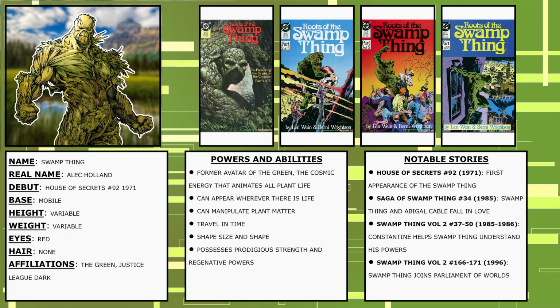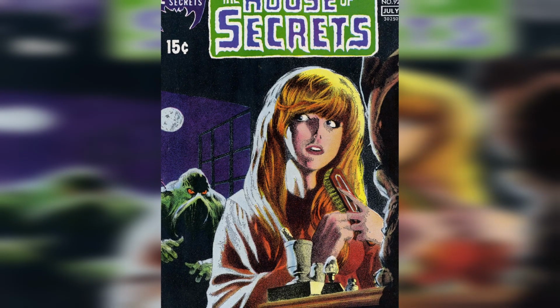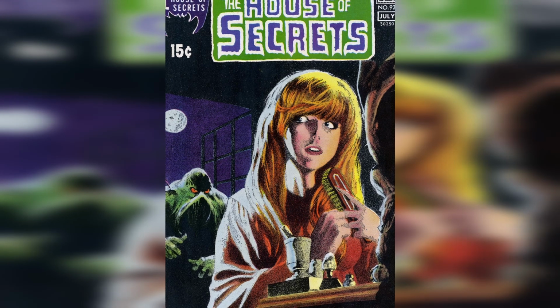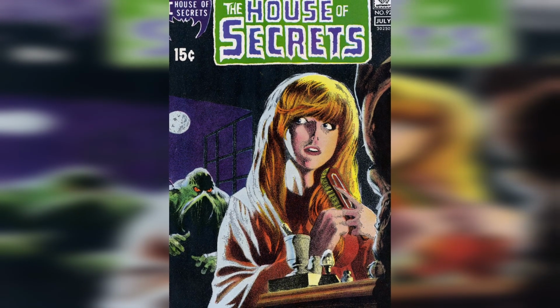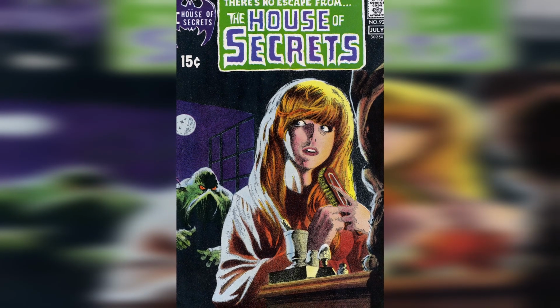For this video, I will be covering a comic series called Roots of the Swamp Thing, which is a compilation of sorts where they cover the origins of the creature. I will start with his first ever appearance in House of Secrets 92 and then go into it. So let's go. From my understanding, the first appearance of Swamp Thing is immediately rebooted with his next appearance. So I don't believe any of this is canon for the Swamp Thing character.